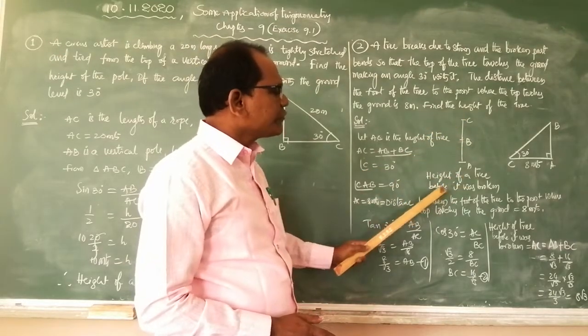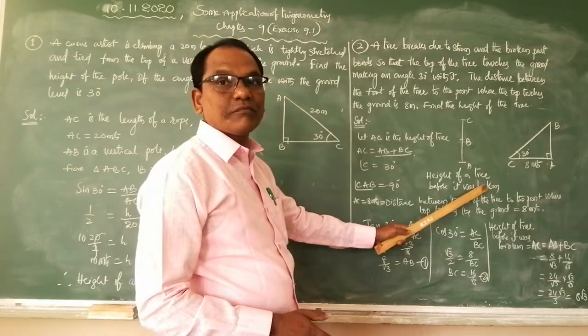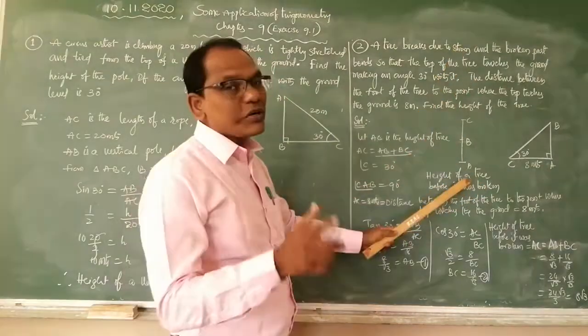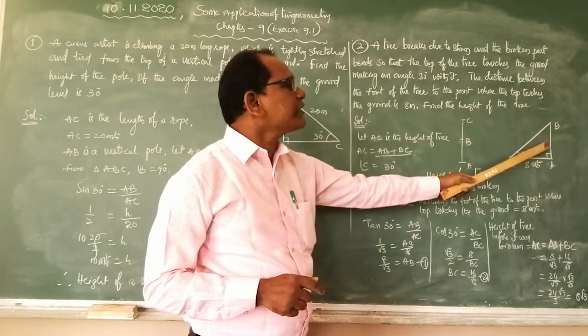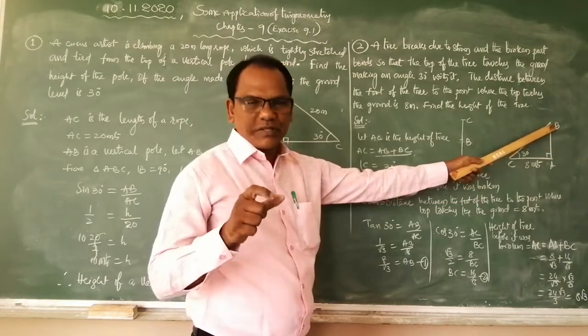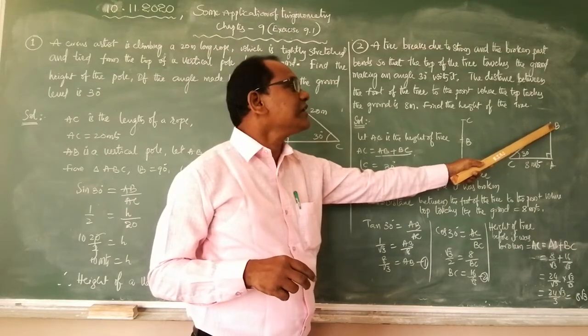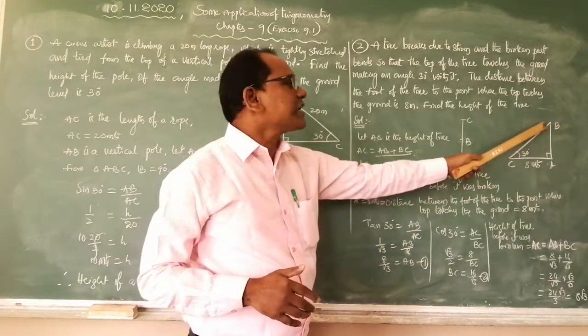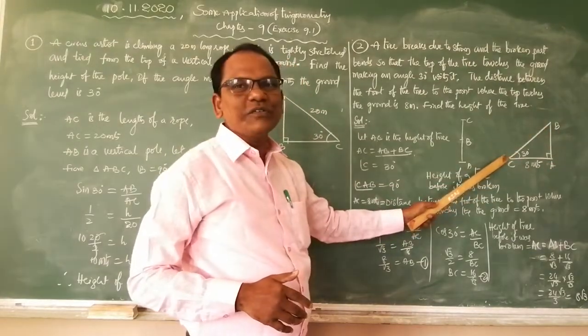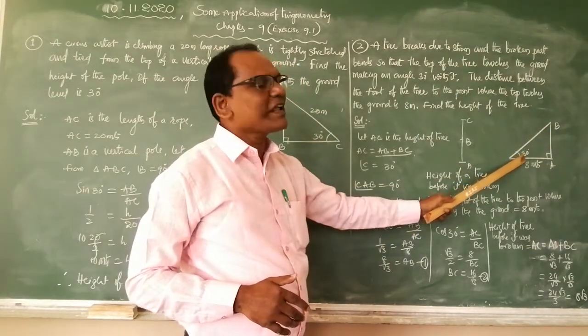The height of a tree before it was broken by the storm. Here it is given that after the storm, when it was broken in the middle, it is still attached, it is not going to be two separate parts. The top is touching the ground. With the ground it is making an angle of 30 degrees.